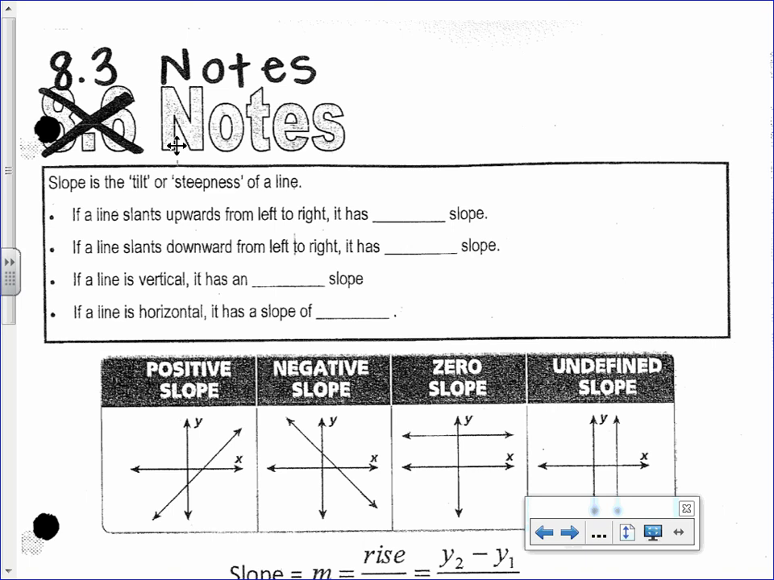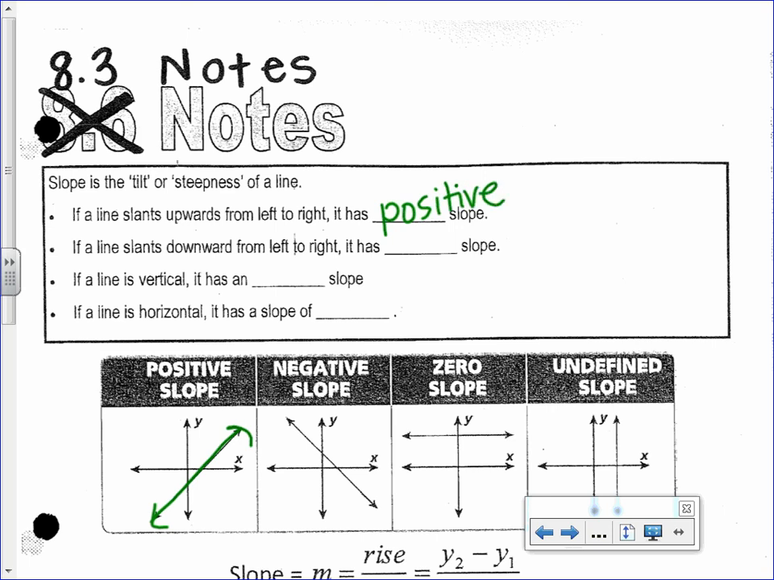Little kid roller coasters aren't very steep. They literally just go like this, right? Where a big kid roller coaster is pretty steep. So we're going to look at the slope or the tilt or the steepness of a line. If a line slants upward, you always read lines from left to right, just like a book. If it goes upward, like that, it has a positive slope.